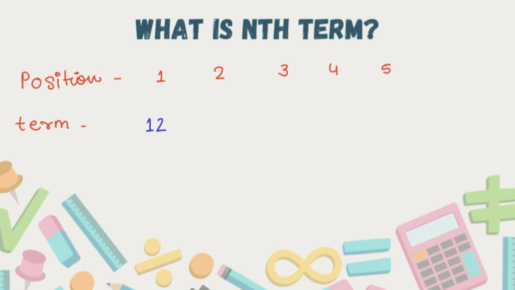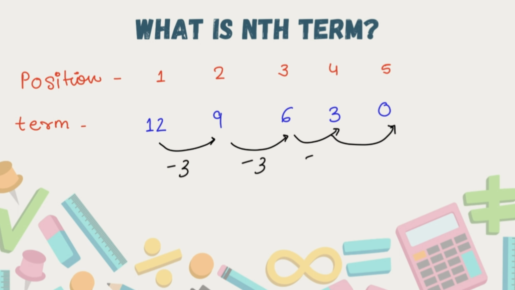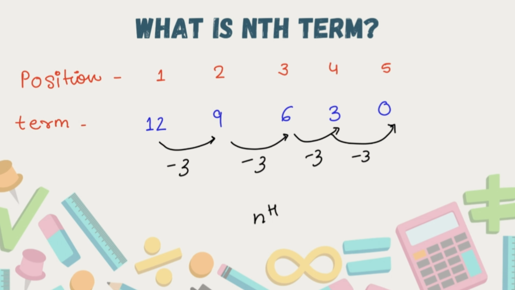Look at the next sequence: 12, 9, 6, 3, and 0. Can you tell me the common difference between all? Yes, it is negative 3. So what is the nth term? The nth term is negative 3n plus 15.